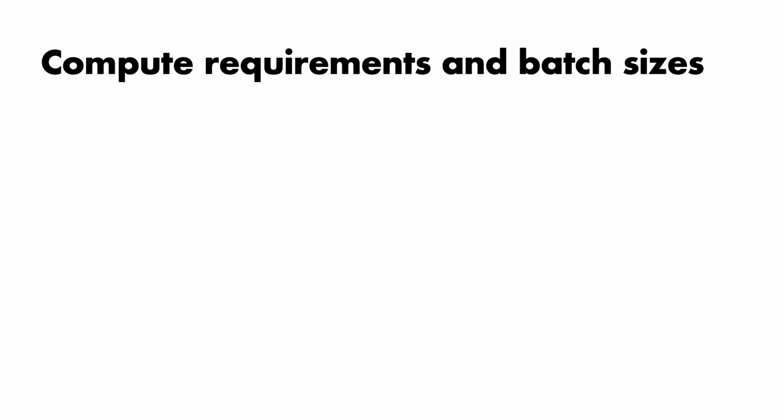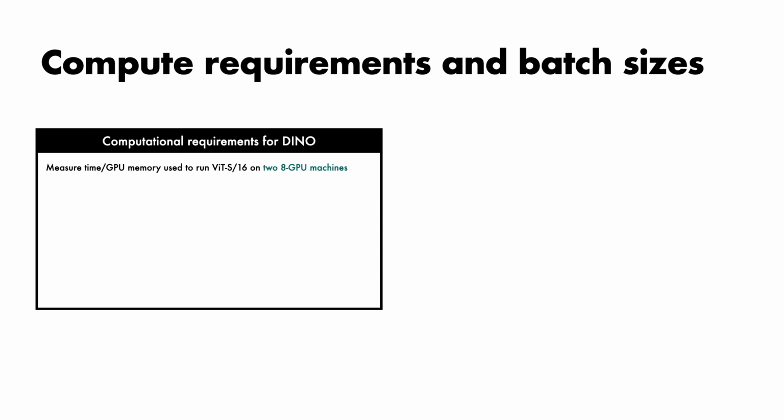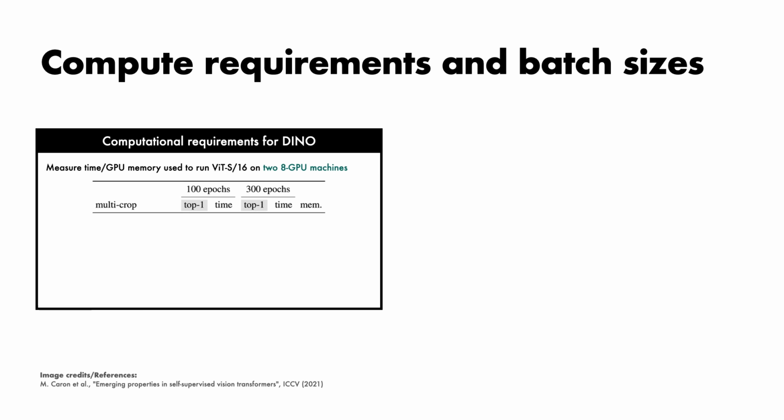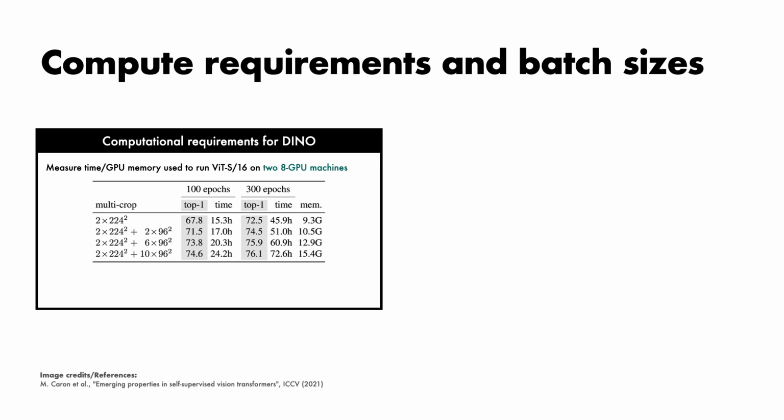To give some sense of the computational burden associated with DINO, the authors measured the time and GPU memory required to run ViT-S/16 on 16 GPUs across two 8-GPU machines. Here, top 1 accuracy is reported under a linear probe evaluation on ImageNet for a baseline using only global views, as well as variants that use 2, 6, and 10 local views. In addition to bringing overall improvements in performance, we can see that multi-crop improves the accuracy-running time trade-off.